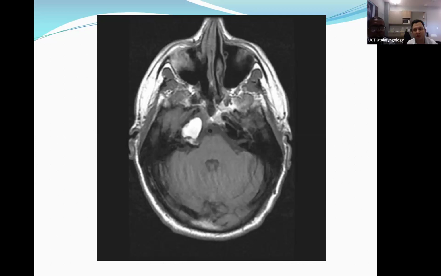Prof, can you point with your cursor? Yeah, sorry. Here. So this is the internal auditory canal, right? This is a big space here. What's filling this space? CPA angle. Right?